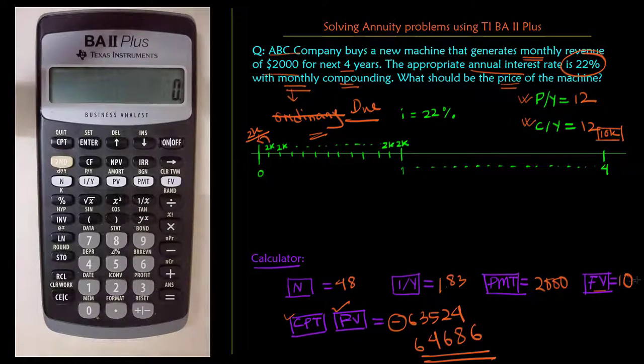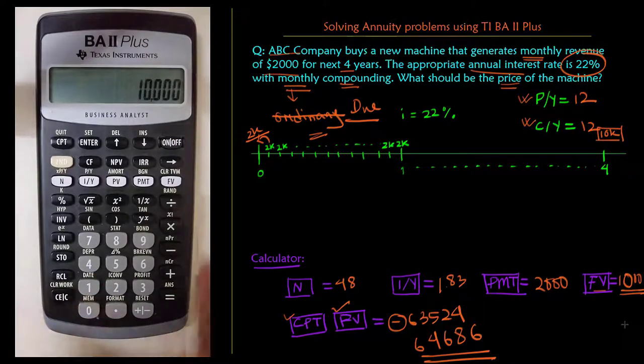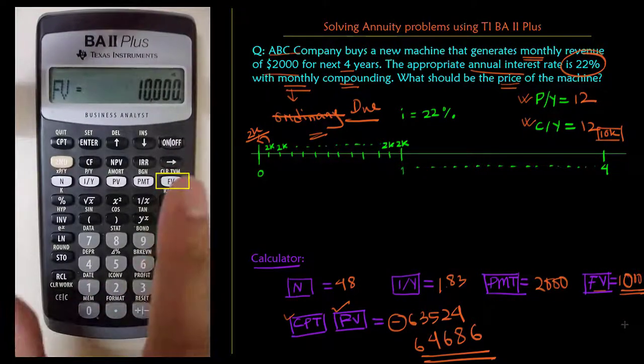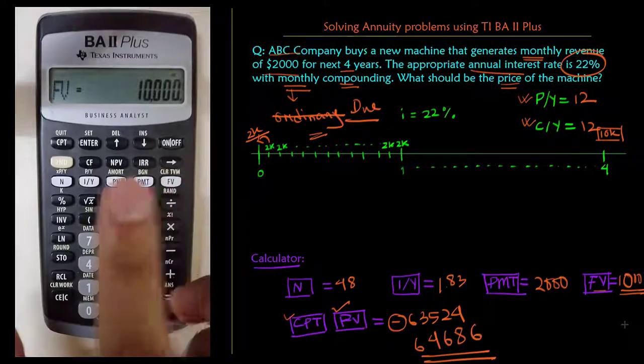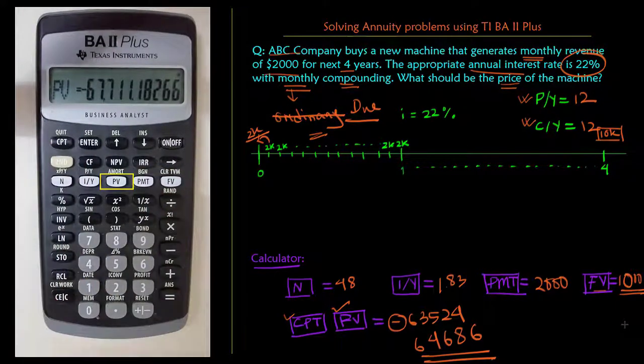So put 10,000 into future value, then press compute and then press PV. Now the result is 67,711. Alright, in this problem, P/Y and C/Y were equal. Both of them were set to 12.